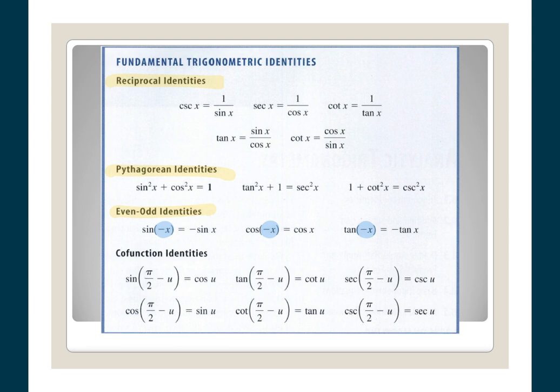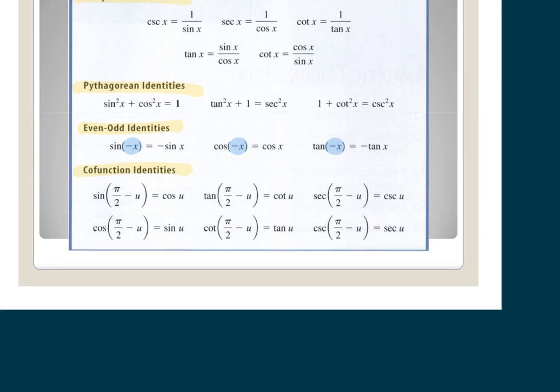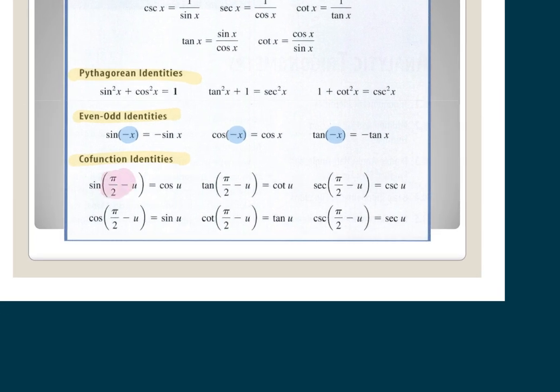And then the last one is your cofunction identities, and these scare people, but honestly, they're probably the easiest to spot. If there is something with pi over 2 minus an angle, or 90 minus an angle, because those would be equivalent, then I just need to know what to replace it with. So sine of pi over 2 minus an angle equals cosine of that angle. Tangent goes with cotangent, secant goes with cosecant.